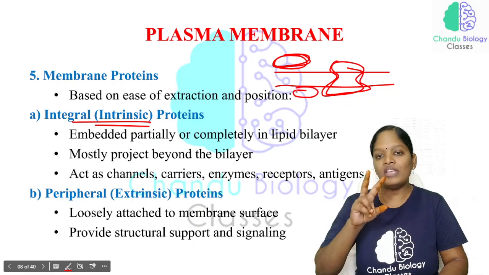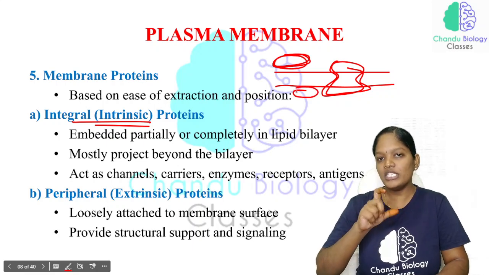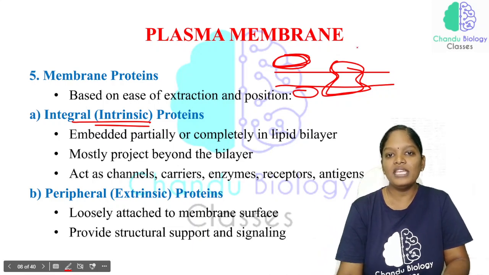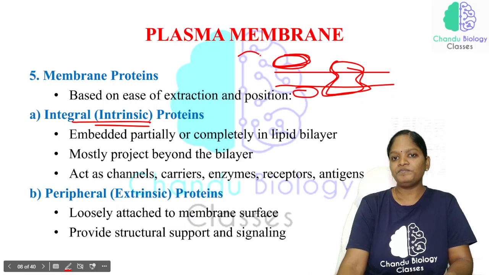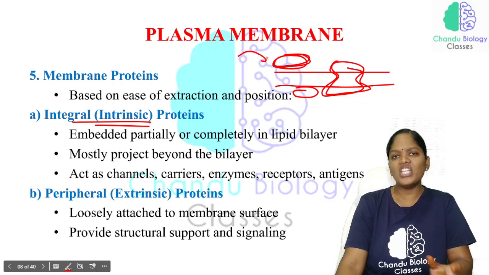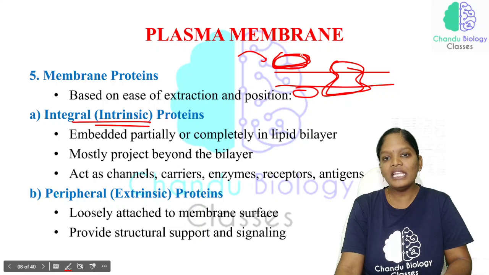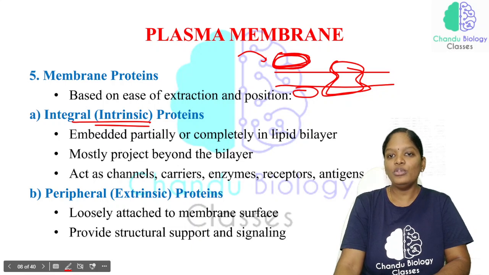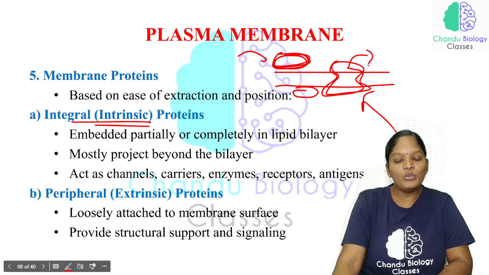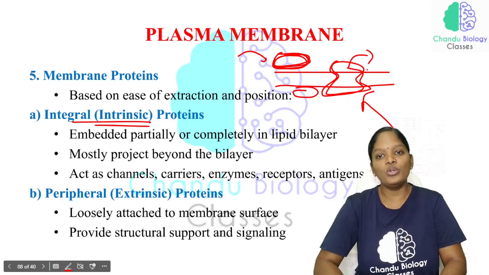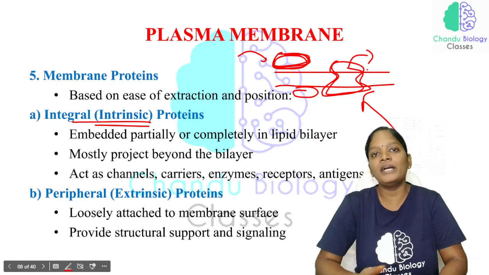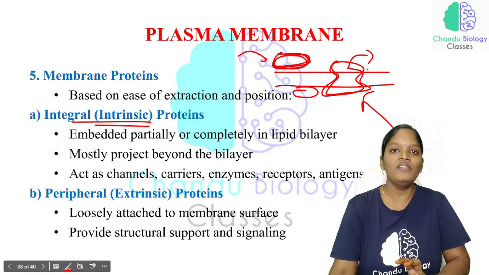Okay, so when you look at these two types of proteins, which proteins can be easily extracted from this plasma membrane? Just by changing the pH, we can easily extract the peripheral protein, but we have to use certain detergents. Only then can we remove the integral protein. So you should know peripheral proteins are very easy to extract from the plasma membrane when compared to the integral proteins. These are all very important points.